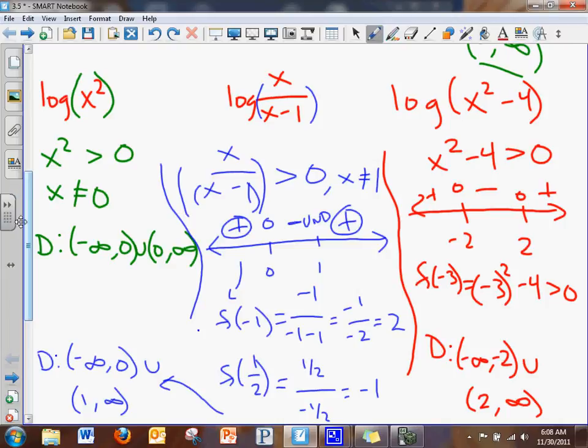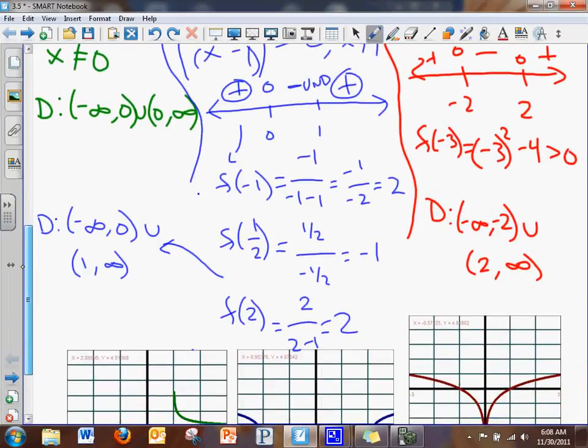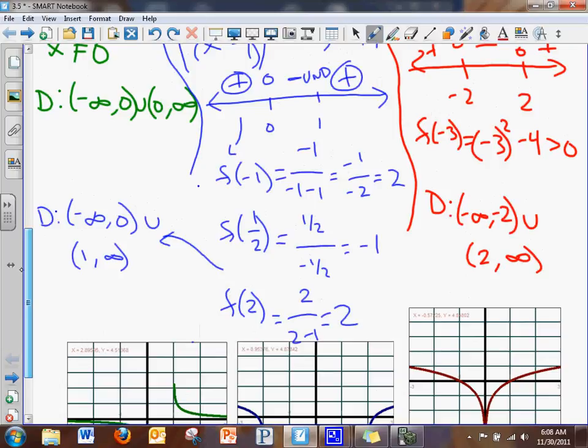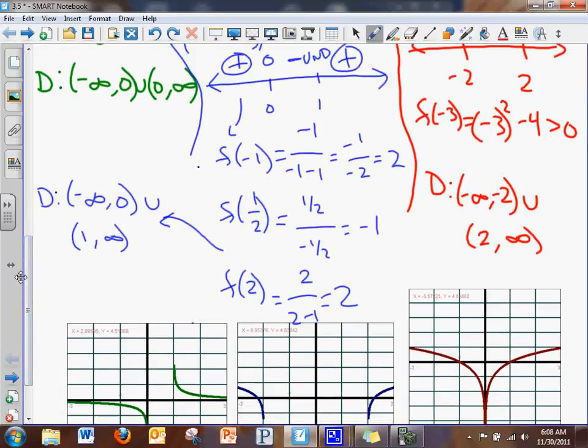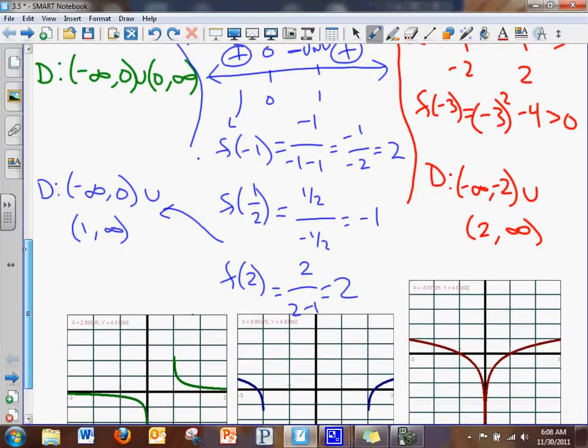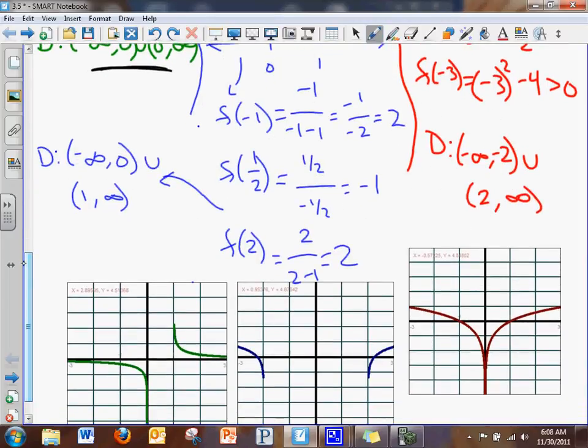All right. So now that we've got our domains in green, blue, and red, let's see here. What graph has a domain that's everything except 0? Ooh, that's this one. All right? I'm going to draw an arrow. This is going to be a mess. There it is.